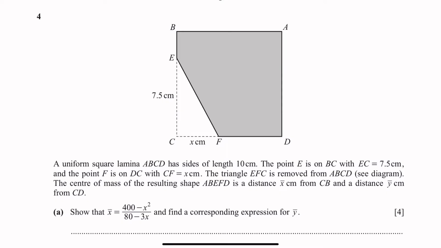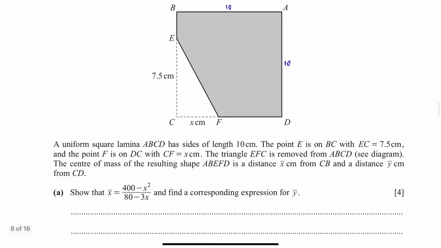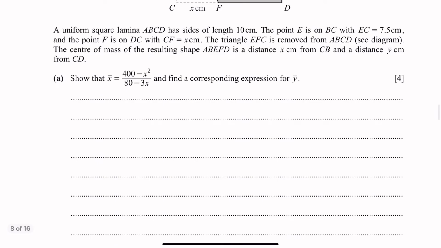Question 4. A uniform square laminar ABCD has sides of length 10 cm. The point E is on BC with EC equals to 7.5 cm, and the point F is on DC with CF equal to X cm. The triangle EFC is removed, and the center of mass of the resulting shape ABEFD is a distance of x bar from CB and a distance y bar from CD. Okay, show that x bar is equals to 400 minus x squared over 80 minus 3x, and find the corresponding expression for y bar. So we can first draw out a table.